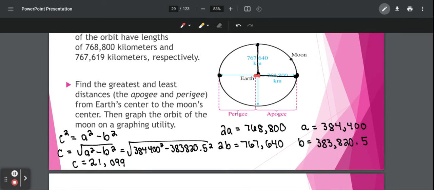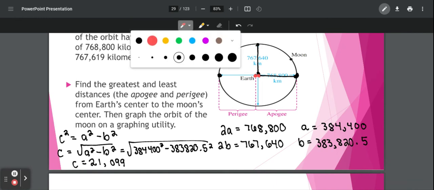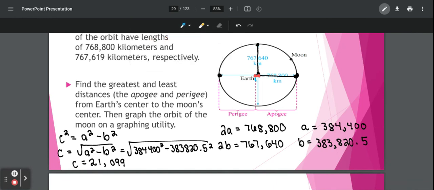So what we know then is the distance from the center to the Earth. That's that 21,000. So if we want to find the farthest distance that the moon is from the Earth, that's going to be when the moon is way over here. So the greatest distance is going to be our a value, because just from here to here was your a value. So we're going to have our a value plus our c value. And if we do a plus c, we get about 405,499 kilometers.